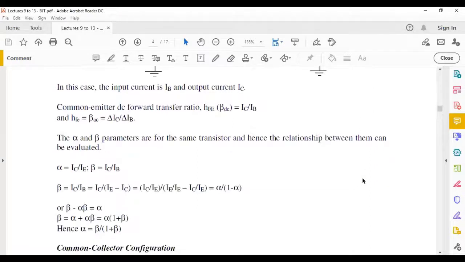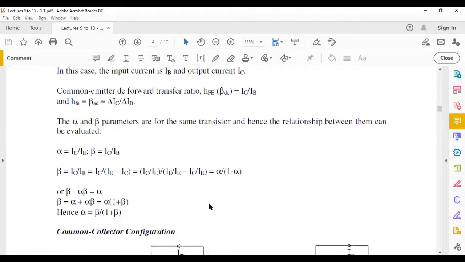Now, just like we've done earlier, you can do some manipulation. So I would invite you to look at these different relationships here, and you can try to derive what's the relationship between alpha and beta. We already know that alpha is equal to IC over IE, and beta is IC over IB, and we know the relationship that IE is equal to IB plus IC. So now you can start doing some manipulation, and you can find relationships like this: alpha is equal to beta over 1 plus beta.